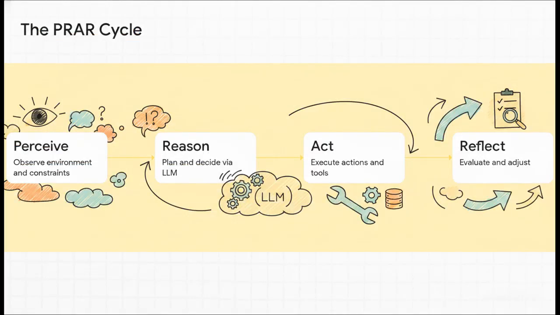Now, under the hood, an agent basically thinks using what's called the PARR cycle. First, the agent perceives its environment, taking in user input and constraints. Next, it reasons, using a large language model to plan and make decisions. Then it acts. Maybe it calls a tool or updates a database somewhere. And finally, and this is absolutely crucial, it reflects. It evaluates the outcome of its action and adjusts its future decisions to actually improve the result. This cyclical loop right here is what gives the AI its real agency.